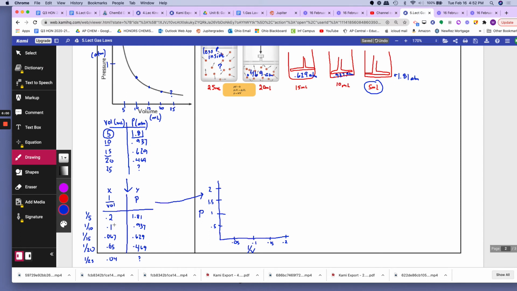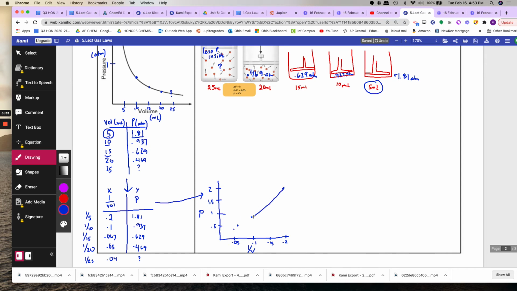Now the first plot, 0.2, 1.81. 0.2 is right here, 1.81 is up here. Then 0.1, 0.937 here, and then 0.067, 0.629 around there, 0.05, 0.469 about there. Okay, so here's your line. It's straight. So now that we have a straight line, you just have to extrapolate.